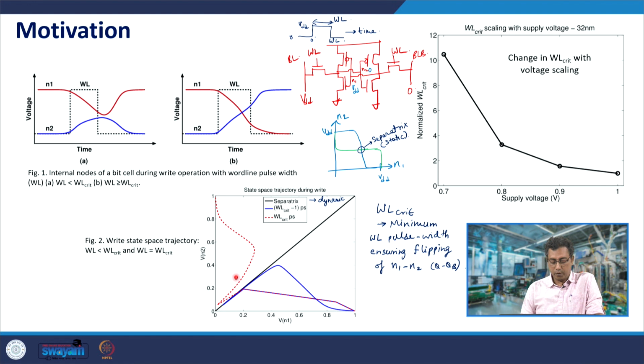That is what is happening, and in case you have a word line pulse width which is just smaller than WL critical, say 1 picosecond smaller than that, what you observe is that N2 does not switch, it increases and falls like this. Again, there is just a glitch there, and N1 also does not change state. So, this is the separatrix. Now, this dynamic separatrix could be different from the static separatrix or metastable point as you call it.